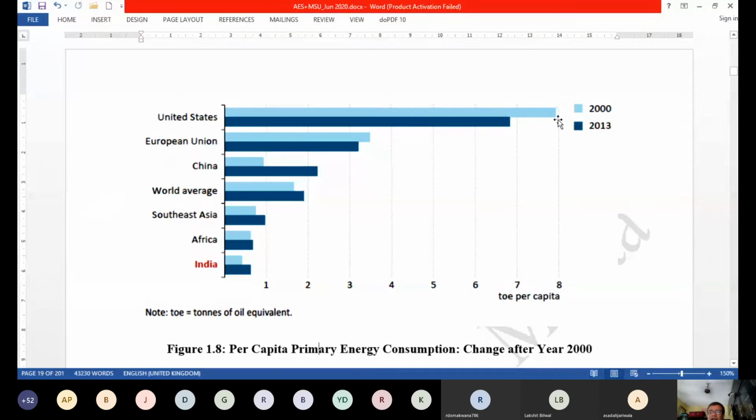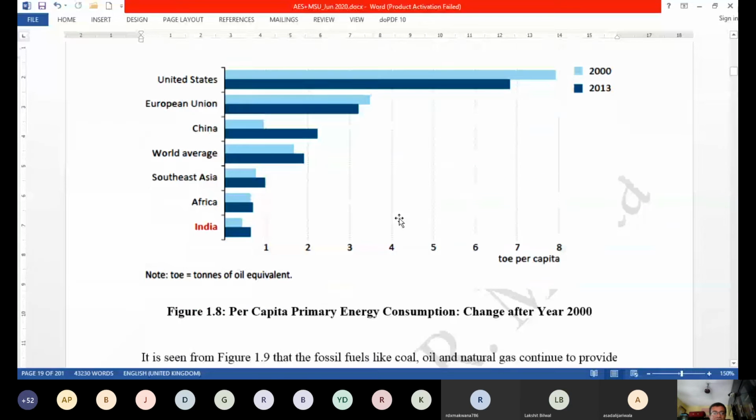One of the reasons could be that if you increase energy efficiency, even with the same GDP, you can have lower energy consumption per person. Right? But it's not the case for developing countries like China. Its per person consumption has increased rapidly in these 13 years. The world average also increased. India also has increased.